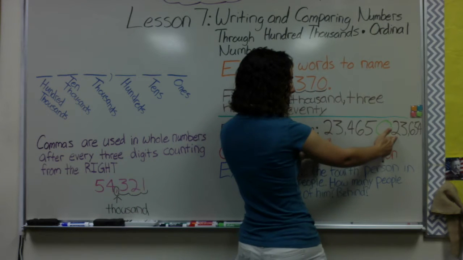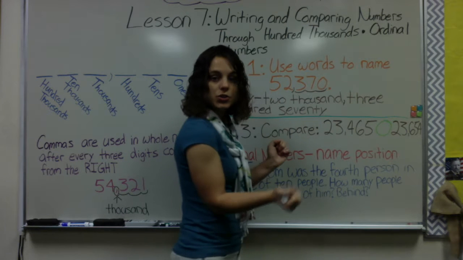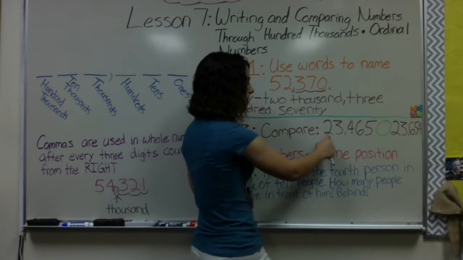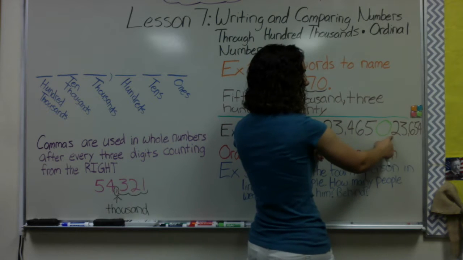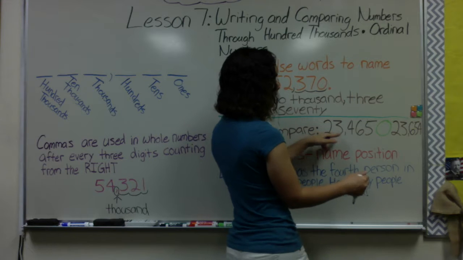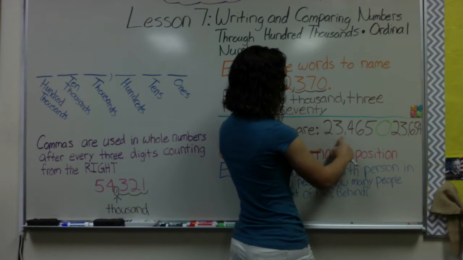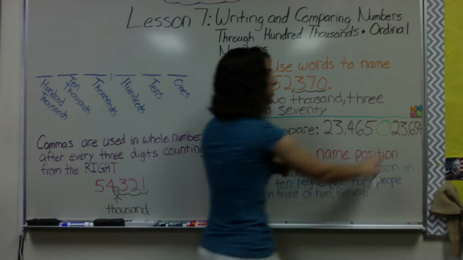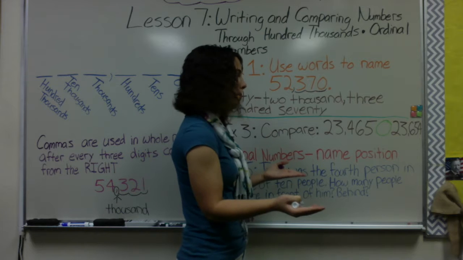Look at my very first digit, which is the 2 on both sides. So far, they are both the same. This represents 20,000 and this represents 20,000. Then I go to the next digit, which is my thousands place. This represents 3,000 and this represents 3,000. So far, we have the exact same number.